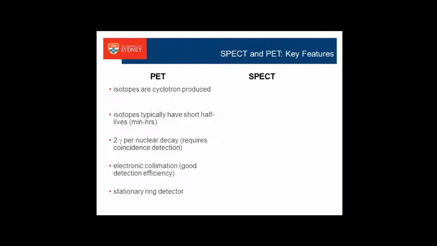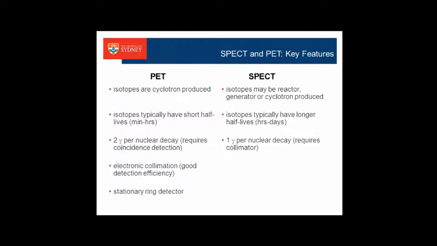In SPECT, the isotopes may be either reactor, generator or cyclotron produced. They typically have longer half-lives than PET, typically hours to days. We have one gamma ray, usually, per nuclear decay. And we'll see later on that that means that we require a physical collimator to determine the line of sight of that gamma ray.